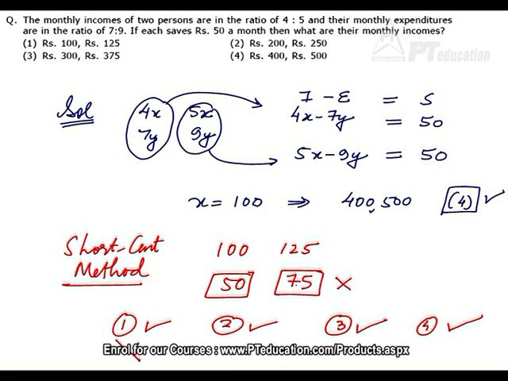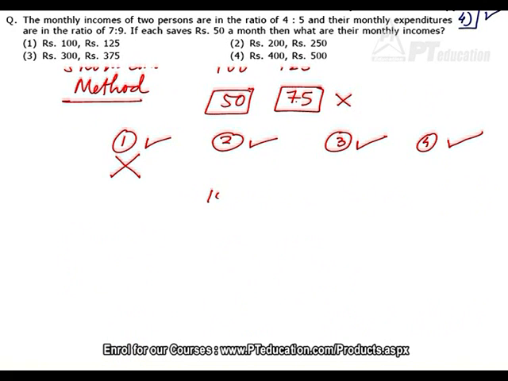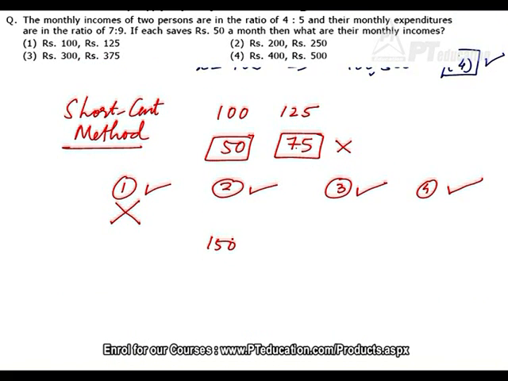So we will have to really work from the saving. I'm trying to explain how shortcut methods can have various colors. If the savings are 50, we saw that the expenses in the first option were 50 and 75. Is this in the ratio 7:9? No. So option 1 is actually wrong. Option 2, 200 and 250. Subtract 50 from each. What do you get? 150.